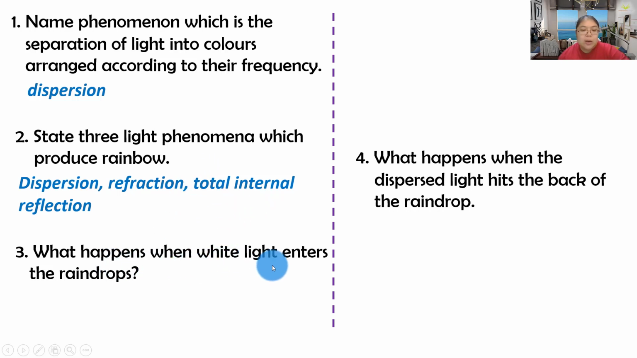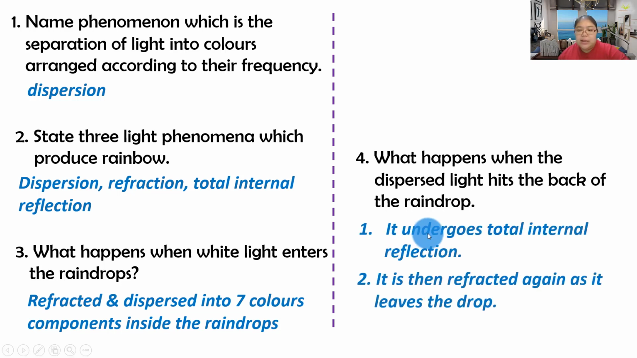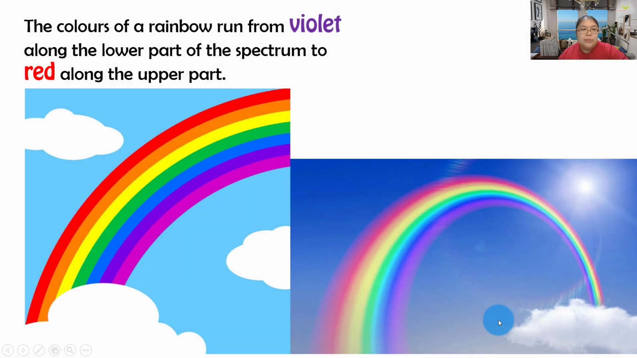What happened when the white light enters the raindrop? When it just enters, refraction will happen. So from here, it is refracted and also dispersed into the 7 color components inside the raindrop. What happened when the dispersed colors hit the back of the raindrop? What will happen is total internal refraction. Okay, they undergo total internal refraction. After that, what happened? Refracted again, then leave the drop. So this one is an example. The color of the rainbow from the violet along the lower part in the spectrum. After that, red is the upper part.